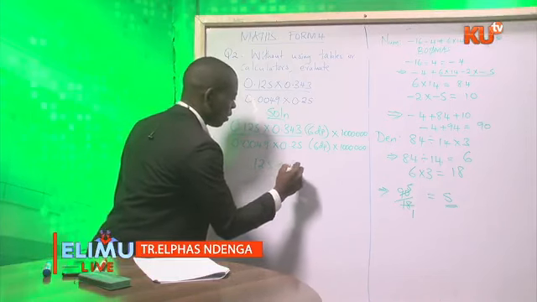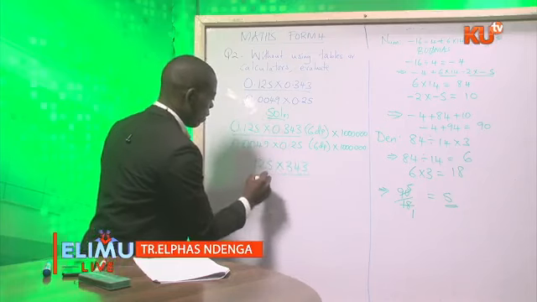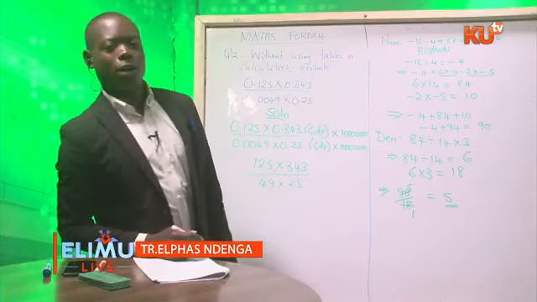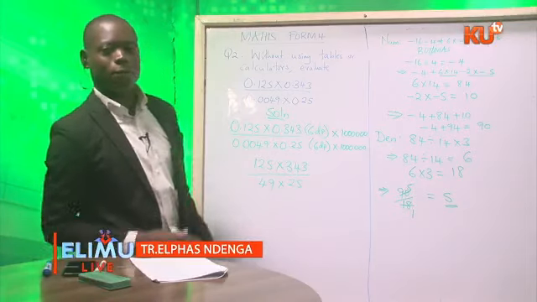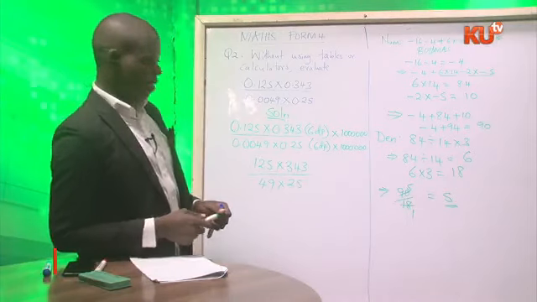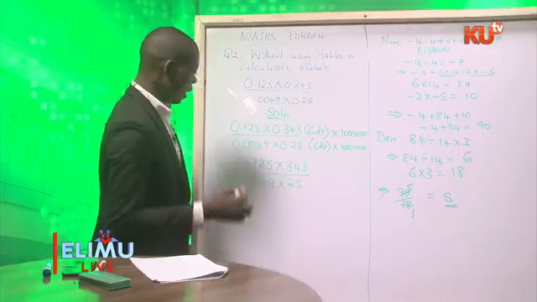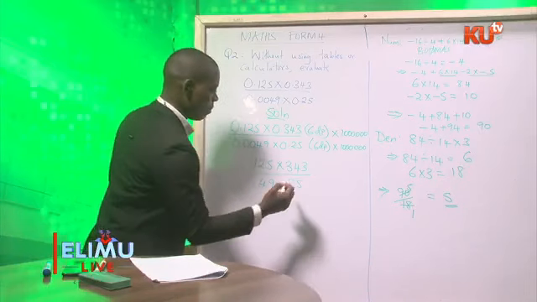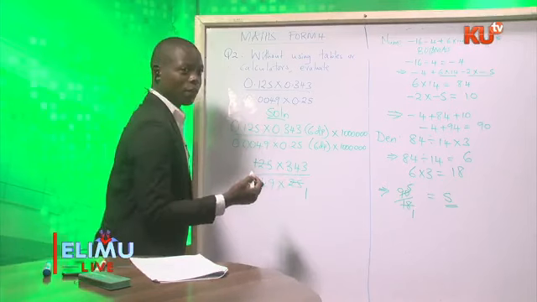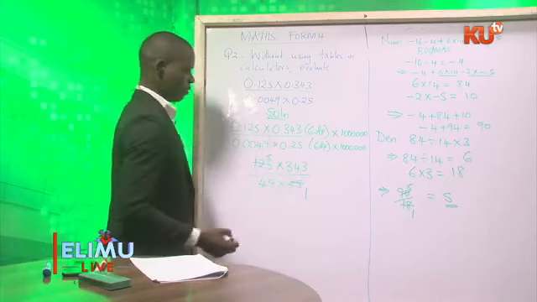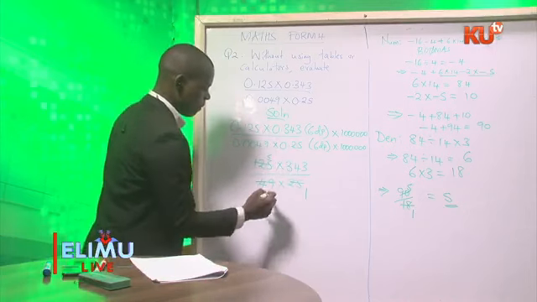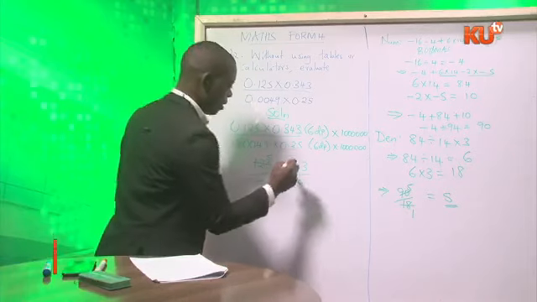125 times 343 over 49 times 25. What is our next step, students? Yes, we cancel by looking at the common factors, and you'll be able to see 25 into 125, 5 times. Then 7 into 49, 7 times.